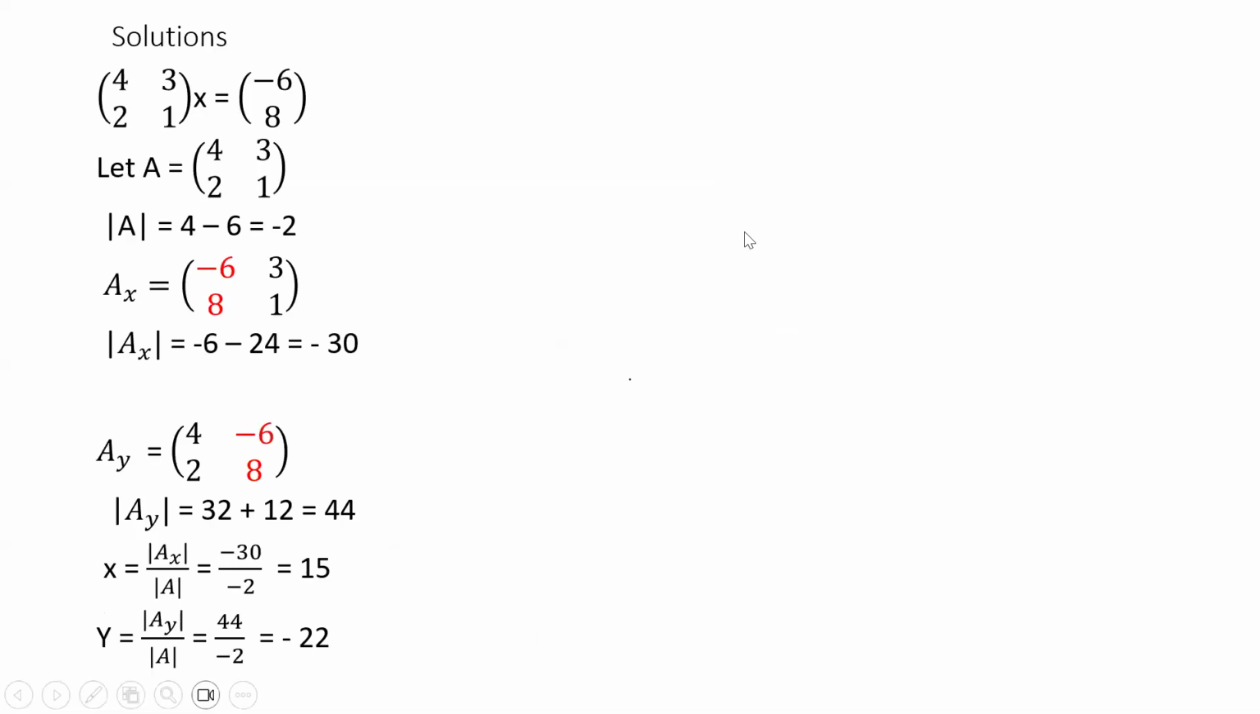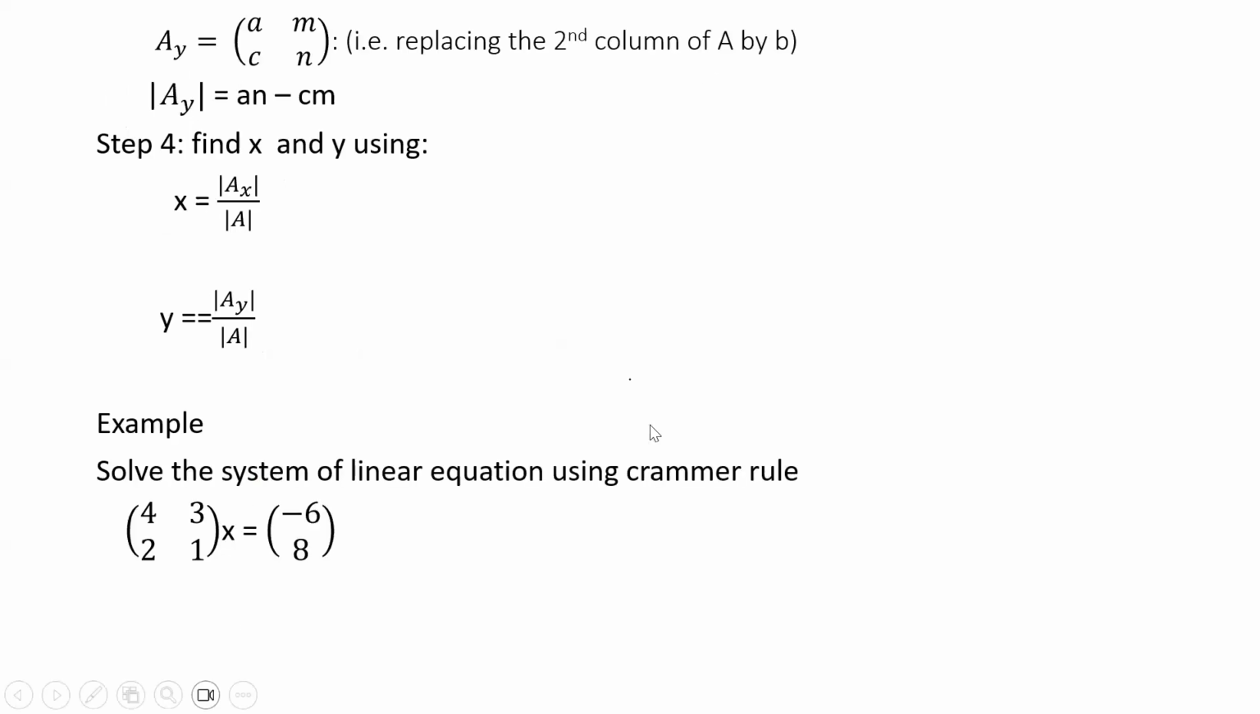Okay, so let's see this equation. Now we have to solve the system of linear equations using Cramer's rule. We have the matrix 4, 3, 2, 1 multiplied by X is equal to negative 6, 8. So here we have the matrix already, and we have the X there, we have the B. So this X can be x, y. Is it okay? Yes, x, y. This is our A, this is our B, so therefore we have AX equal to B. I think it's okay. Yes. Good. So let's find the determinant of this matrix first.